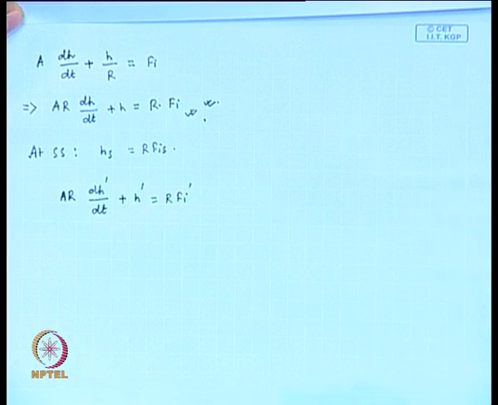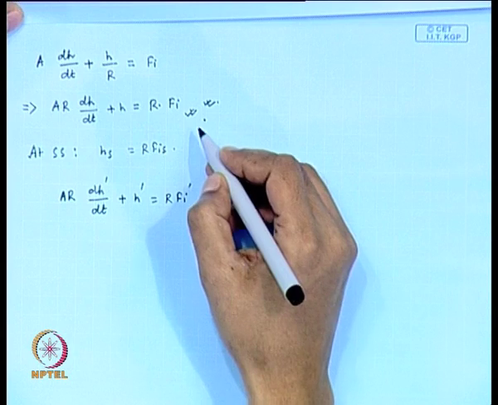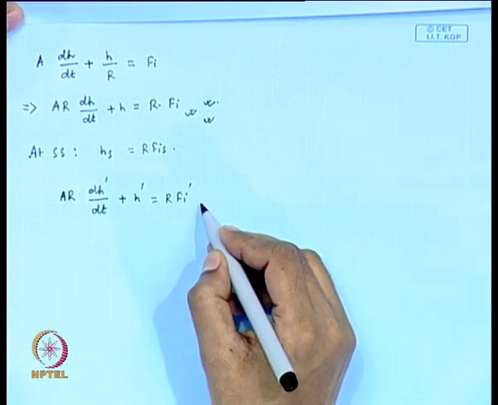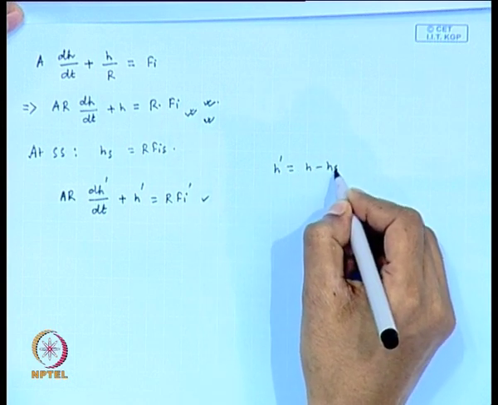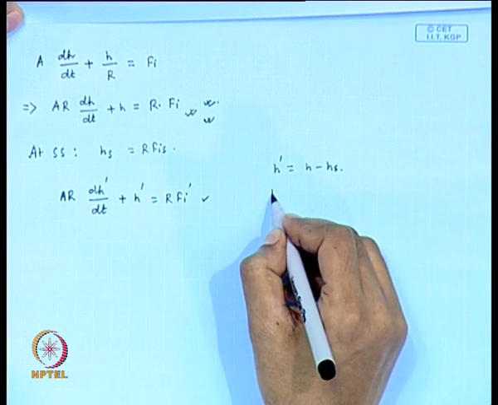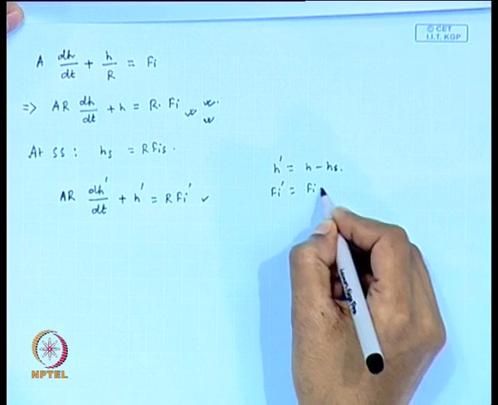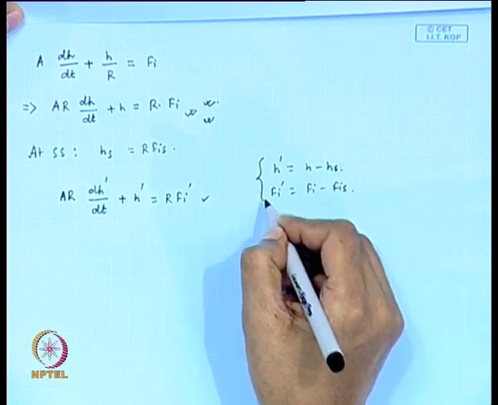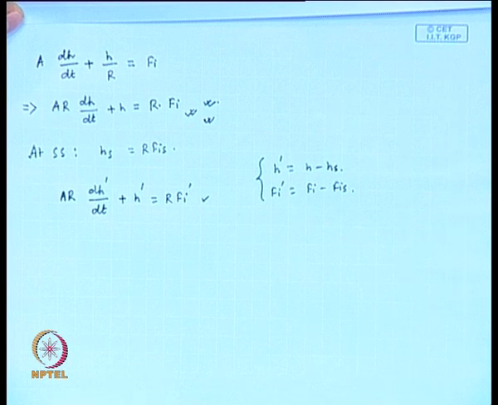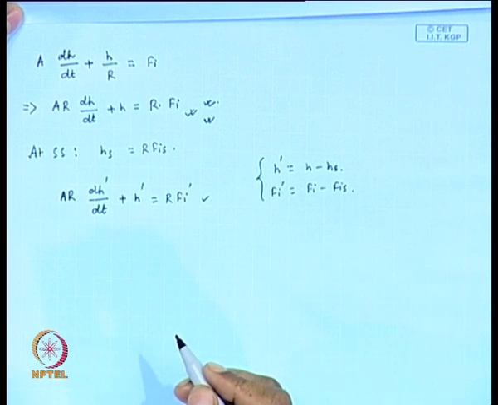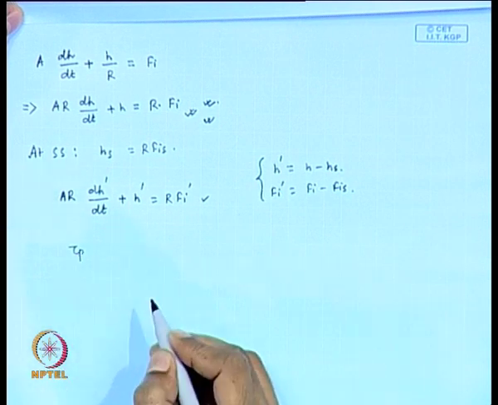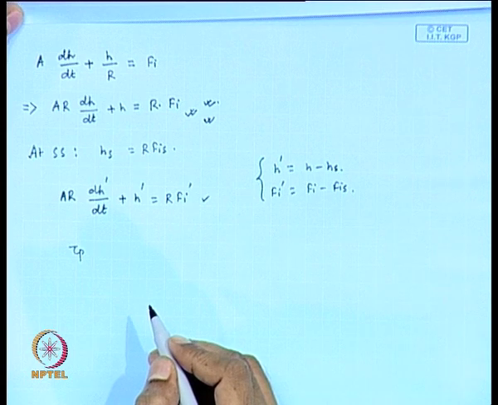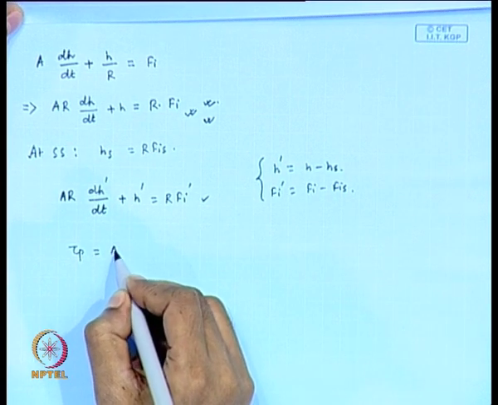Fine. Subtracting steady state model from this original model, we get this form in terms of deviation variables, where h' equal to h minus hs and Fi' is Fi minus Fis. These two deviation variables are involved. Now, we can replace A R by the time constant. Time constant we have represented by tau p, and here tau p equal to A R.